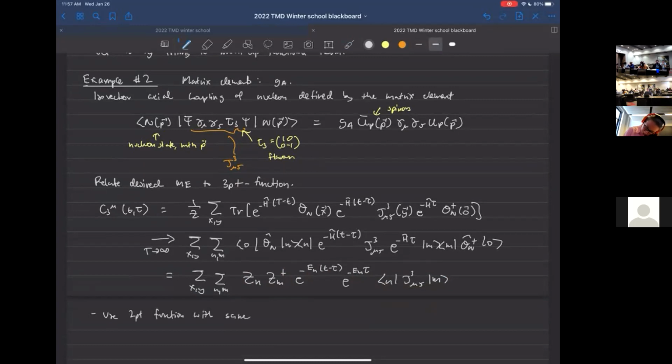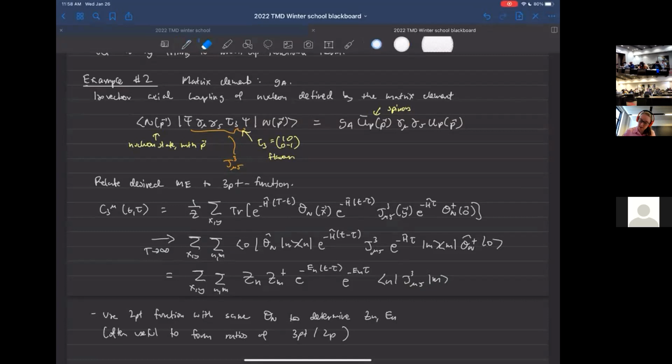So use two-point functions with the same operators to determine Zn, En, or often useful to form ratios of three-point and two-point, or three-point and three-point, or three-point, three-point and two-point. You get the idea, to eliminate whatever you can eliminate before trying to do the fits.